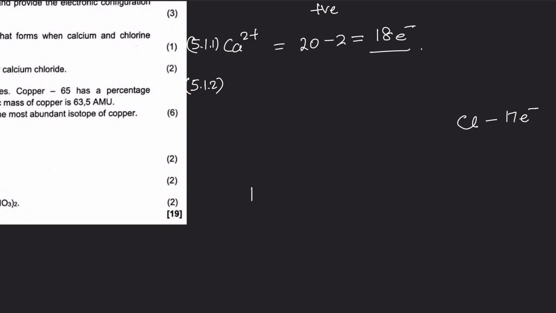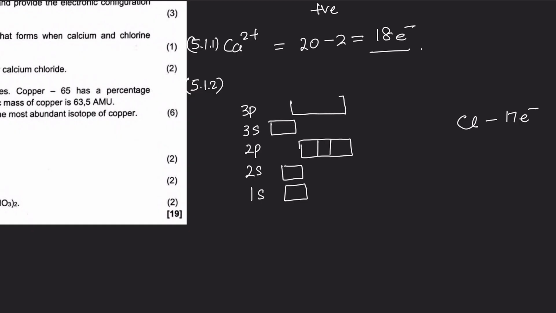We always start with the 1s, then we go up: 2s, 2p, 3s, 3p. Now we know that the 1s is always one block. The 2s is also one block. 2p is 3 blocks. 3s is 1 block. And 3p is 3 blocks. And each block can be occupied by 2 electrons. We have 17 to fill.